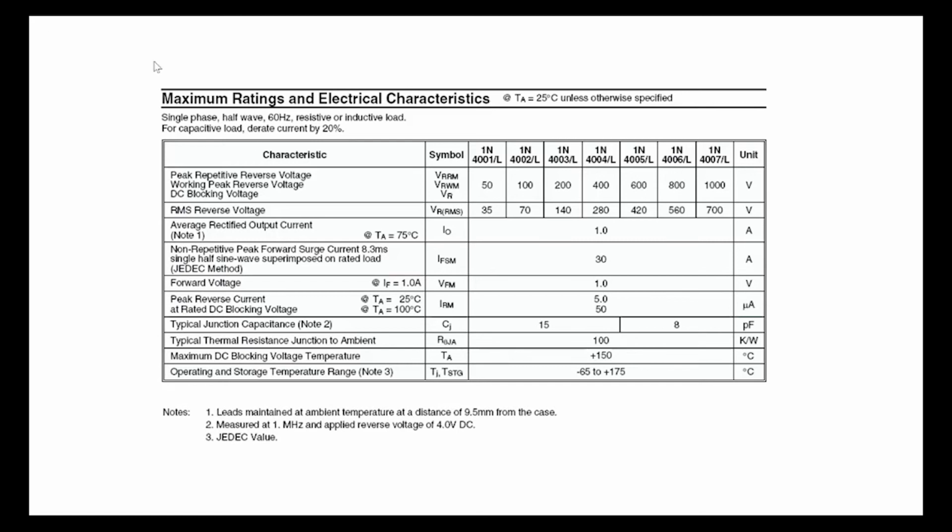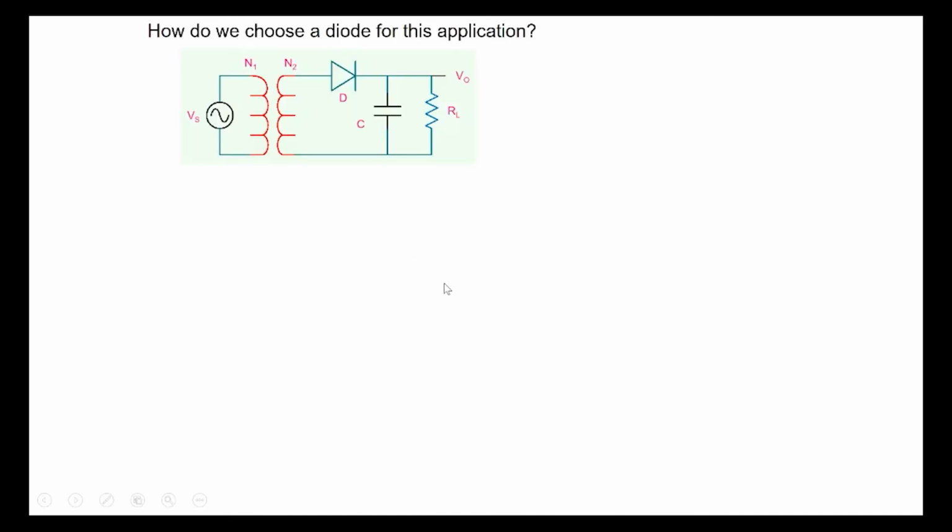Also note that in this case they're saying that if you have a forward current of 1 ampere, the diode voltage would be 1 volt. As we have cautioned you, 0.7 is just a number that we've been taking for analyzing some of the circuits, and that number may vary depending on the current and the nature of the diode, the way the diode has been fabricated. All right, so how do we choose a diode for this application?